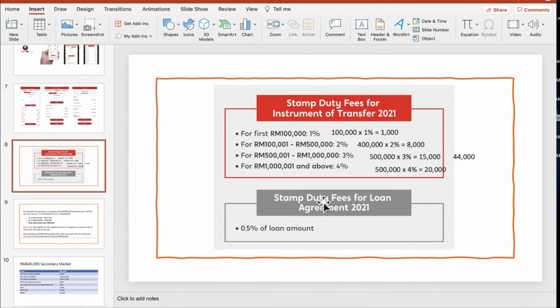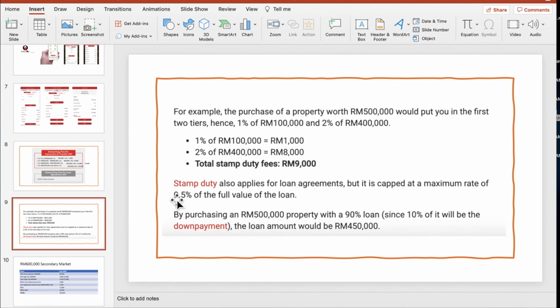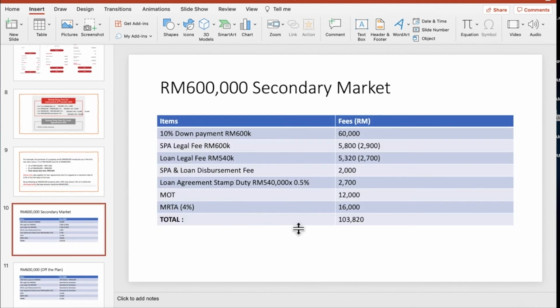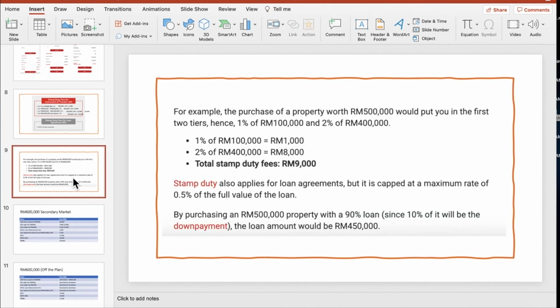So stamp duty for a loan agreement is straightforward. It's 0.5% of your loan amount. Okay. So for example, if you're purchasing a 500,000 property, you borrow a 90% loan. So based on 450,000, it calculates. It's just like the example that we showed just now. The loan legal fee is 540,000 times 0.5%, and it's 2,007. So it's quite straightforward.